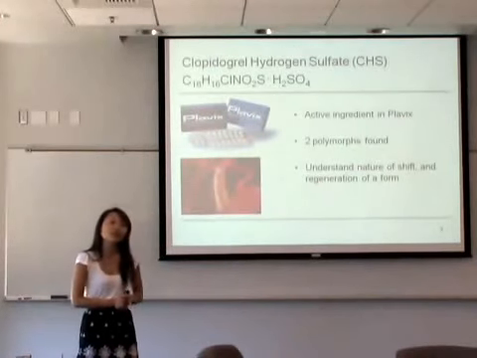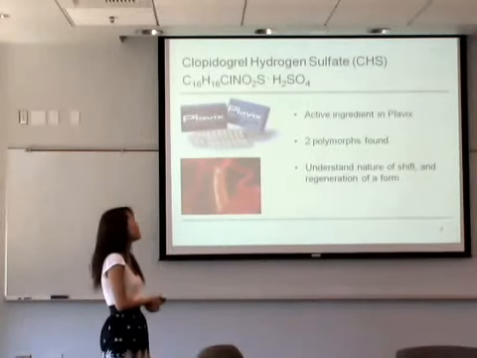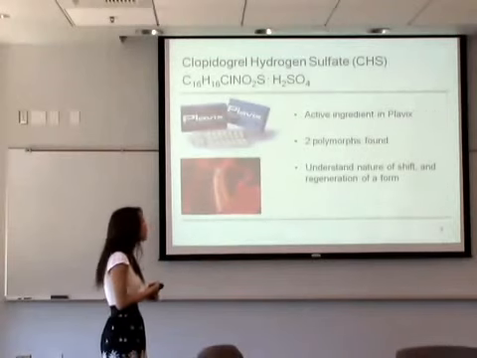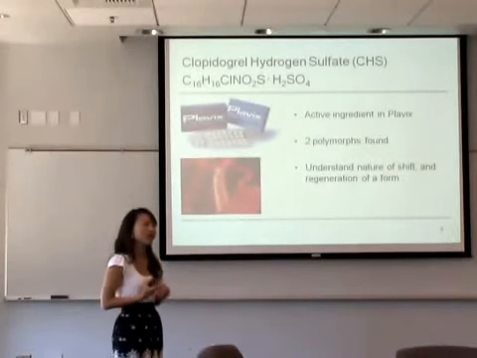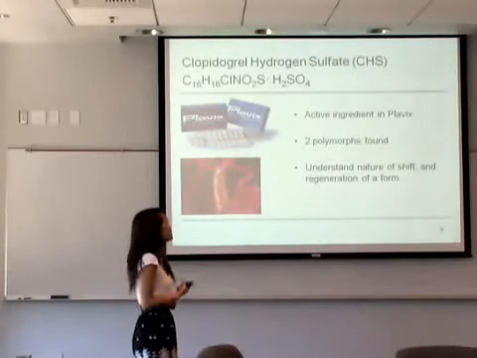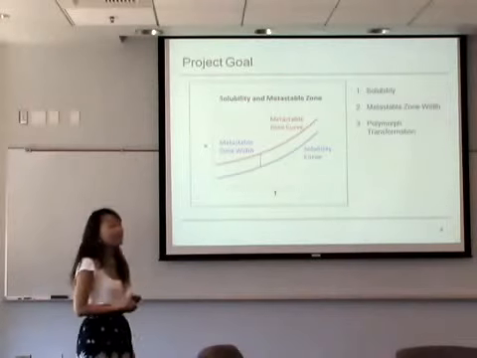The drug that I'm working on right now is called clopidogrel hydrogen sulfate, which is short for CHS. It is an active ingredient in Plavix. It's a blood thinner. It has 2 polymorphs that are known, and for my project I want to understand the nature of shift and regeneration of a form. So let's talk about project goals.